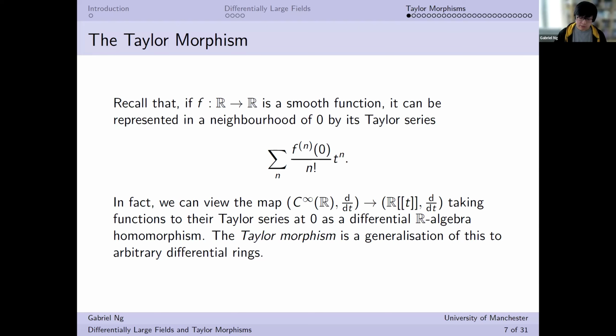And if you think of this from an algebraic perspective, we can think of this map, the map from the ring of smooth functions over R, equipped with the usual derivation, to the ring of power series over R with its usual formal derivation. And the map which takes a function to its Taylor series is a differential R-algebra homomorphism. And the classical Taylor morphism is a generalization of this to arbitrary differential rings and ring homomorphisms.